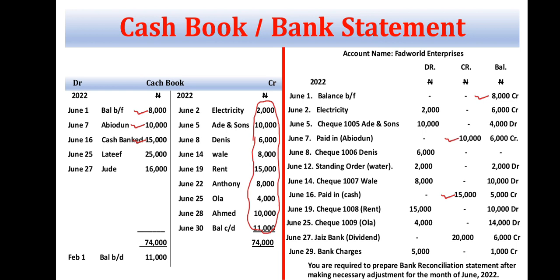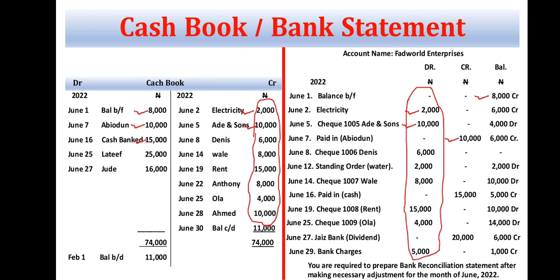On June 2nd, we have electricity, which is 2,000 naira. If we look at the bank statement, June 2nd, there is an entry for electricity 2,000 naira. So we are going to asterisk that as well. On June 5th, we have payment to Ade and Son, which is 10,000 naira. On June 5, if we look at the bank statement, we have check 1005 Ade and Son 10,000, which means the entries appear in the two sides. We are going to asterisk Ade and Son in the cash book. We asterisk Ade and Son in the bank statement.